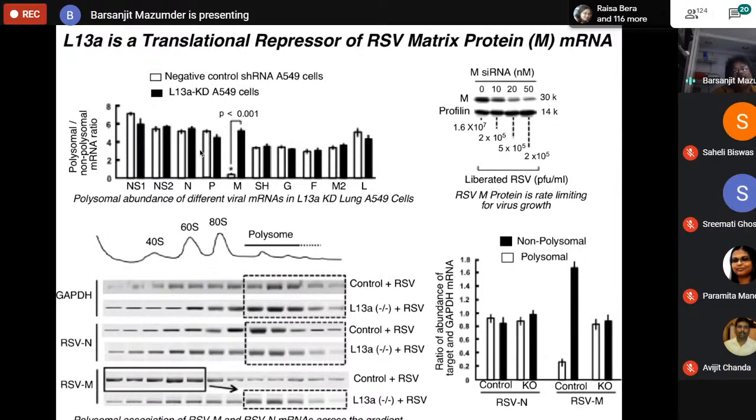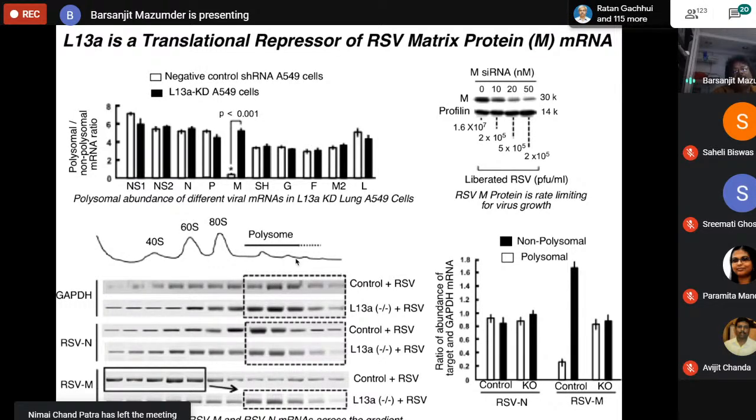Now we infected the cells with this virus, both the control cell and the knockout cell, and measured the polysome to non-polysome ratio of each viral mRNA. Here I will draw your attention to this: the M gene of this RSV virus in the knockout cell is more recruited into the polysome. That means when L13A is not there, translation of this messenger RNA is high. We have also tested that by an independent experiment.